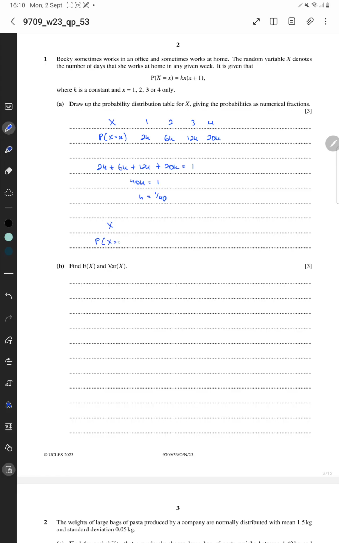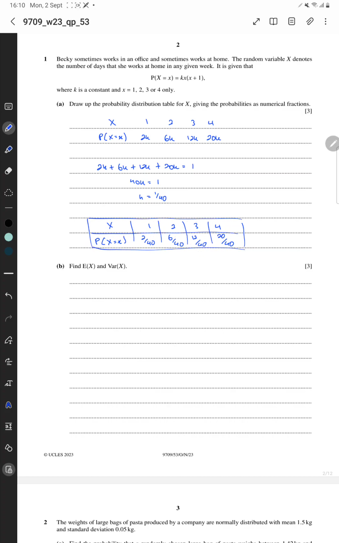Okay, now you can finalize your probability distribution table. We have P(X equals x), then you'll have 1, 2, 3, and 4. Now it's up to you if you want to simplify this. The question doesn't state that you have to simplify, so I'll just write this as 2 over 40, 6 over 40, 12 over 40, and finally 20 over 40. Okay, and that would be your final probability distribution table.